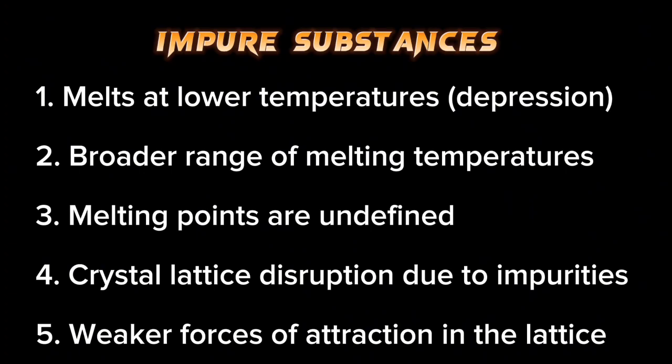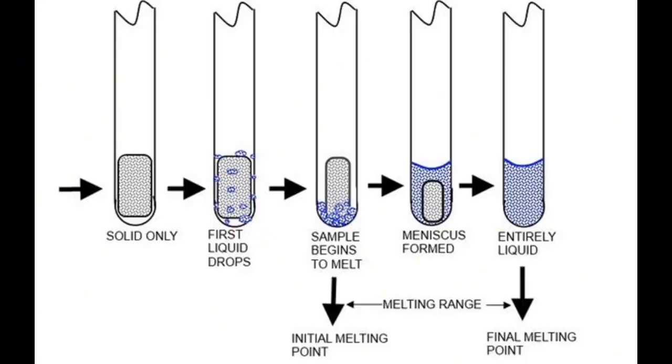A higher melting point and a narrow melting point range indicate a higher degree of purity, while impurities cause a depression in the melting point and broaden its range. The relationship between melting point and purity is essential in chemical analysis, quality control, and the identification of substances.